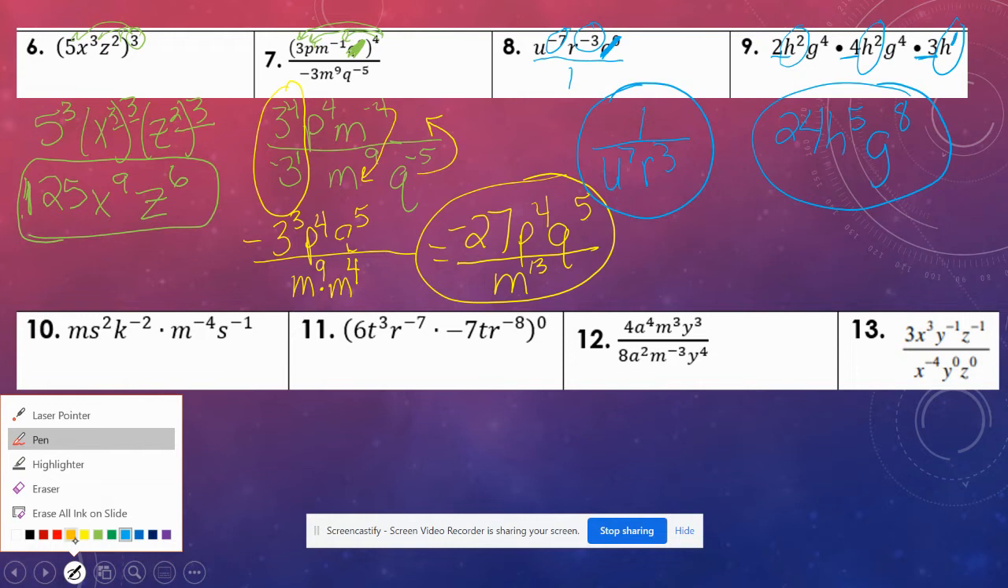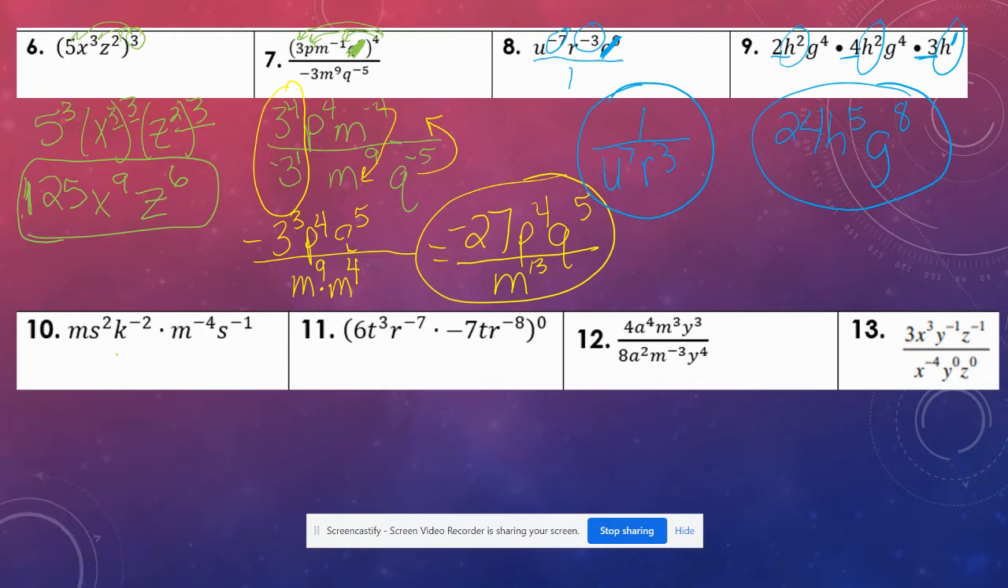Number 10. We're multiplying like bases again. So I'm going to put a little 1 here. We have m to the first and m to the negative fourth is m to the negative third. 1 plus negative 4 is negative 3. S squared and s to the negative first. 2 plus negative 1 is 1. And then we have that k to the negative second.